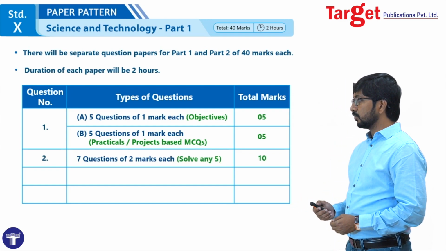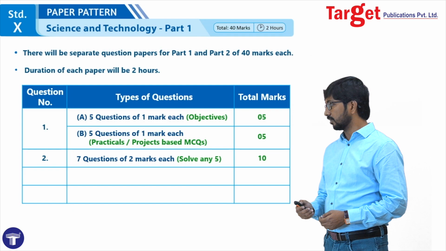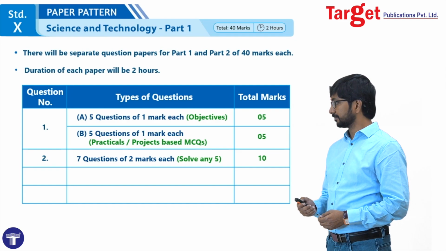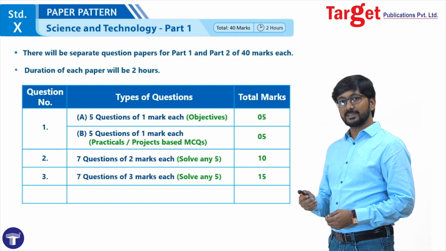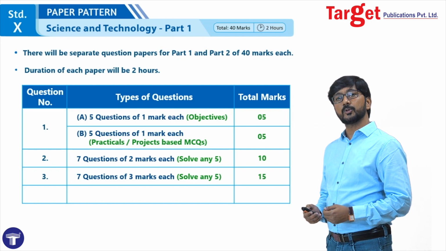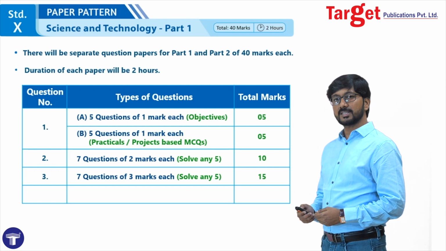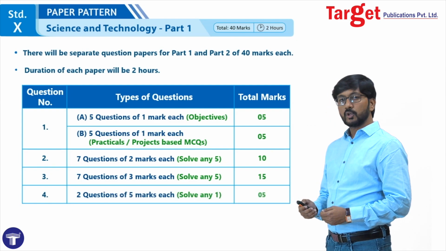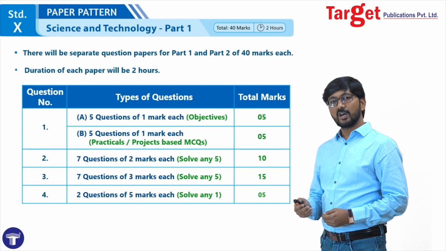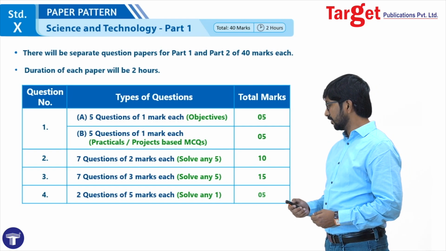Question number 2 would include 7 questions of 2 marks each, out of which you are supposed to solve any 5 questions. So question number 2 is for 10 marks. Question number 3 would include 7 questions of 3 marks each, out of which you are supposed to solve any 5 questions. So question number 3 is for 15 marks. Question number 4 would include 2 questions of 5 marks each, out of which you are supposed to solve any 1 question. So question number 4 is for 5 marks.